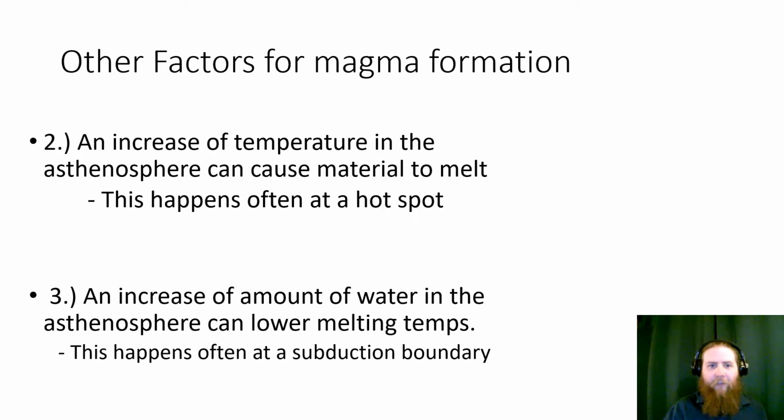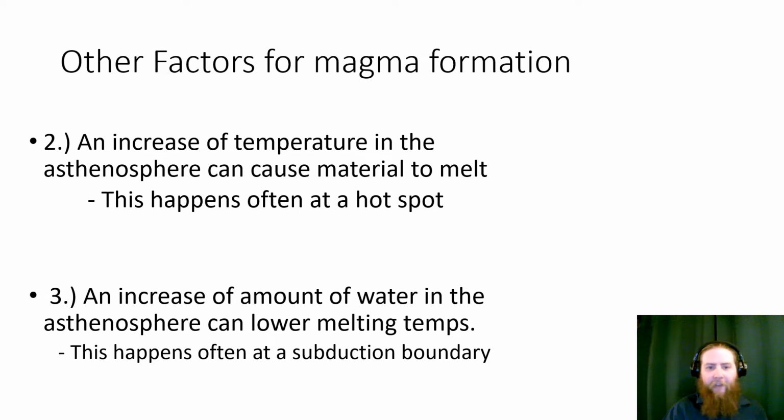The other two factors are an increase in temperature, so the asthenosphere is hotter in that area. For some reason, that plume of the mantle is hotter. This can create things like hot spots. This hot magma is able to get through the crust, able to melt more.